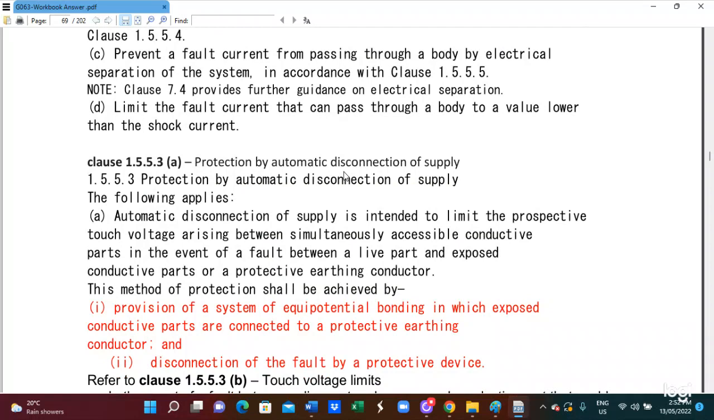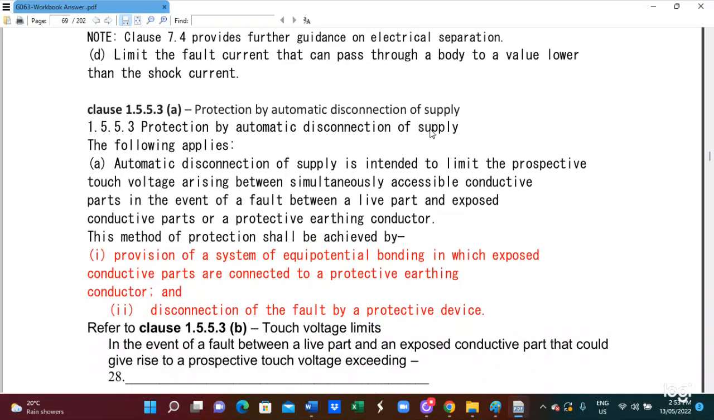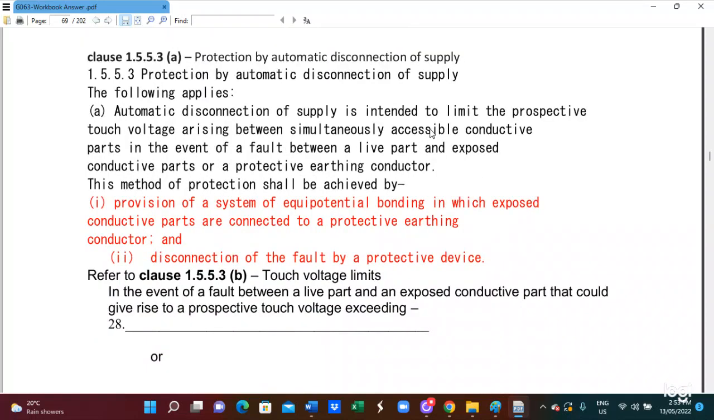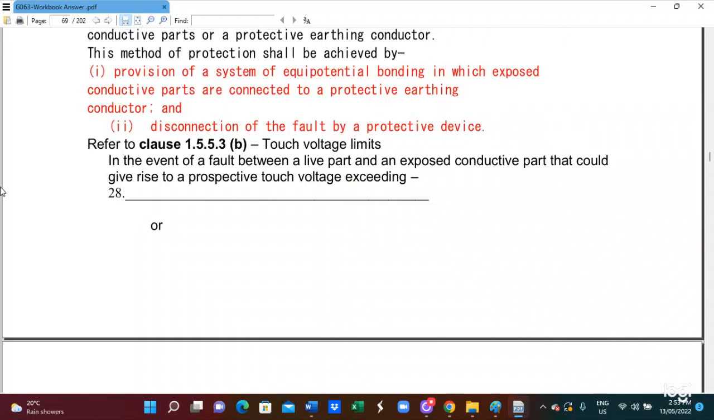And also the protection by the automatic disconnection of supply is important. So we have to follow the clause 1.5.3, the protection by the automatic disconnection of supply. Provision of the system or the equipotential bonding in which the exposed conductive parts are connected to protective conductors. So this is the definition of the automatic protection.